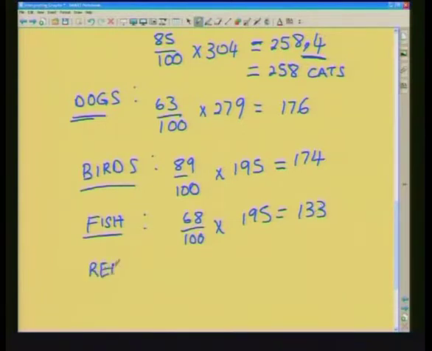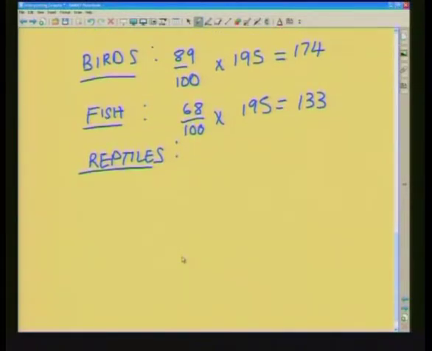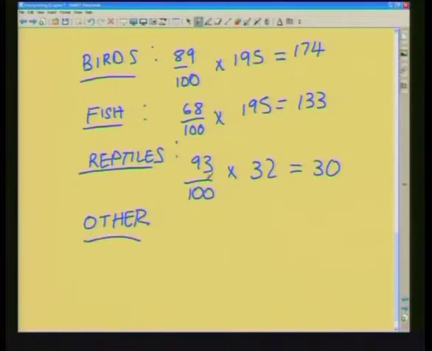And then there's reptiles. Reptiles are your things like snakes and lizards and that kind of thing. So reptiles, we have 93% of all reptiles being cared for adequately. So it's 93 over 100 times the number of reptiles, which is 32. And that will give us an answer of 30. And then we have an other column which will take into account all other pets that are not mentioned in the table. There are 65 other pets and 61% are cared for. So we times 61% by 65 and we get an answer of 40.